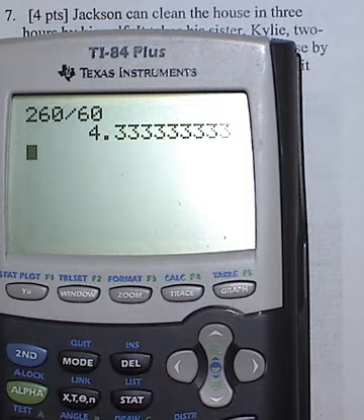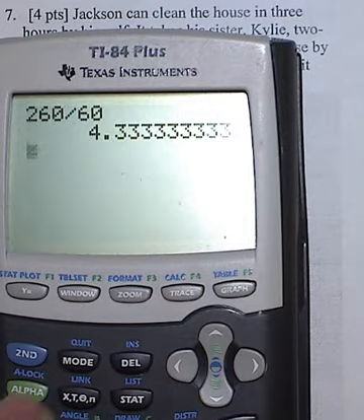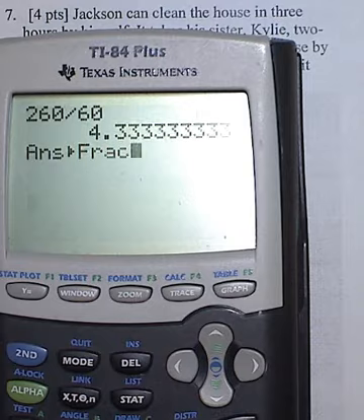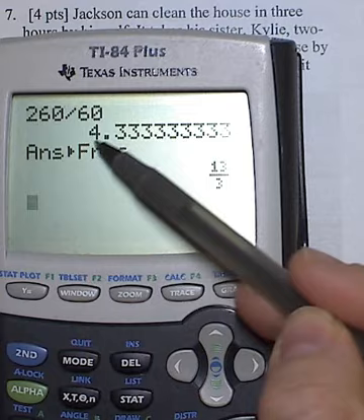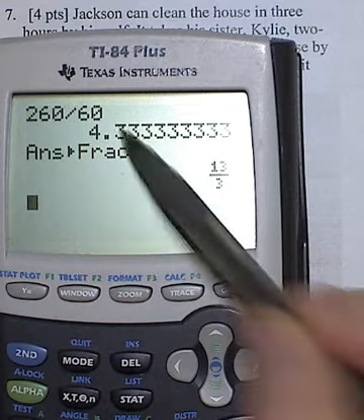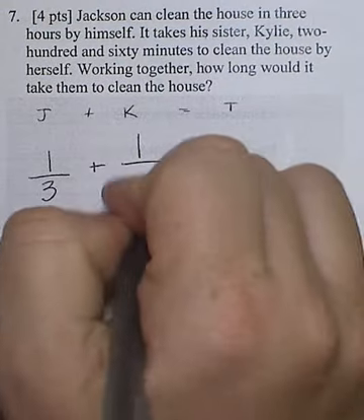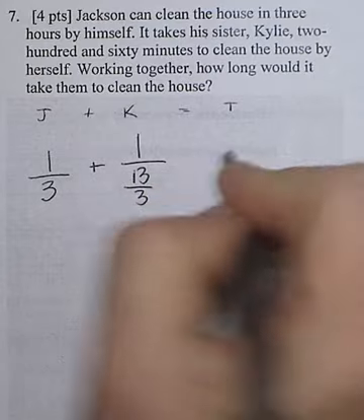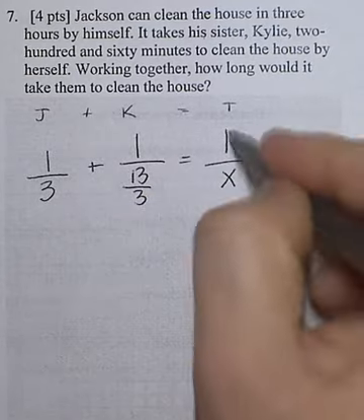Now I don't want to round, so I don't want you to write 4.3. I want to make it accurate. So we're going to turn this back into a fraction by doing math, fraction, enter, enter. Yes, I know it's taking Kylie a little bit longer than Jackson, but I don't want to round and write 4.3. It would not be as accurate. So I'm going to write 13 over 3. This is still in terms of hours. Equals the same house, and we don't know the amount of time it will take if they work together.